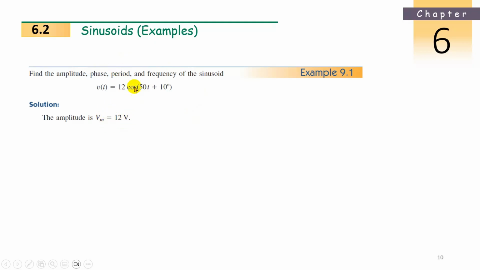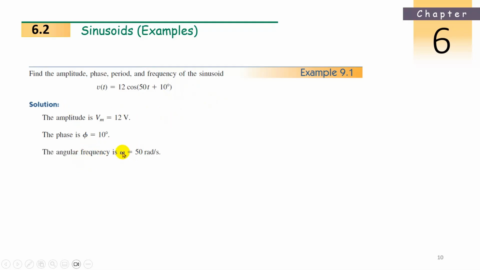Now coming to the phase. Phase angle is nothing but how much it is lagging or leading. If nothing is lagging or leading, it is 0. So the phase is 10 degrees. Whatever plus or minus angle comes is called the phase, how much it is leading or lagging. Plus 10 degrees means it is leading, we can say.